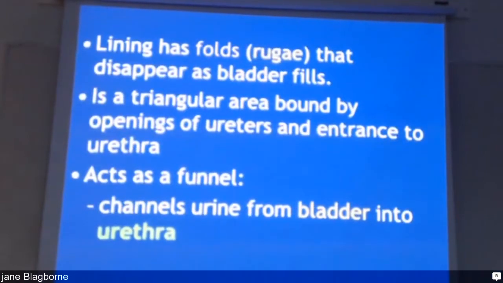Okay. So the lining has folds, rugae, kind of like your stomach, right? It has those folds. So the bladder is like a balloon, it's deflated, and then it fills up and the rugae just disappear and stretch out. So it acts like a funnel and it just drains down into the urethra.